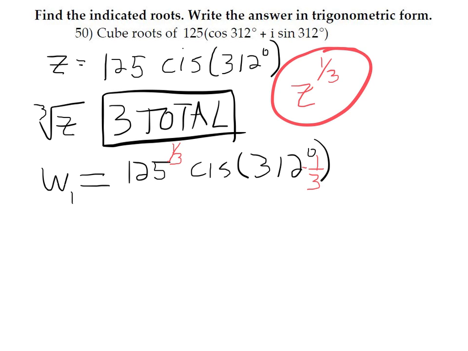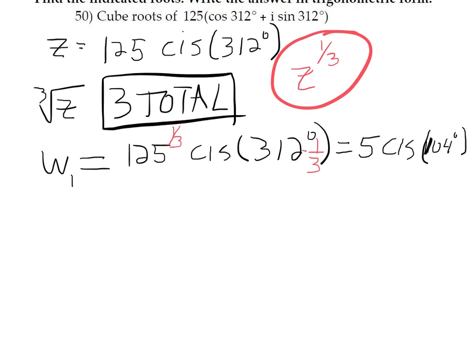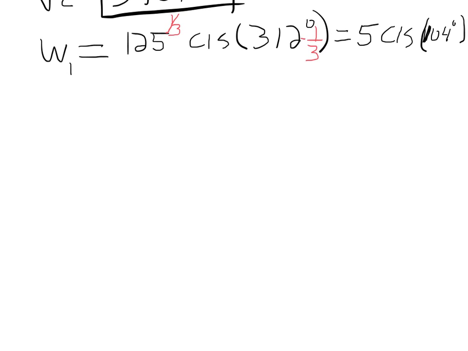The exponent applies to the modulus, the absolute value of the complex number, and the angle 312 degrees we multiply by the exponent. In this case, multiply by 1/3, it'll be like dividing by 3. So we simplify this. This is going to be 5 CIS 104 degrees. That's our first root. Now that's not too hard to do. In fact, looking at this one will help us find the remaining ones.